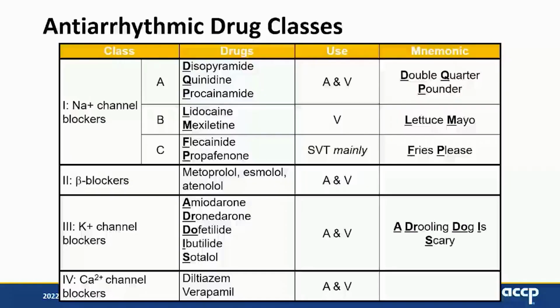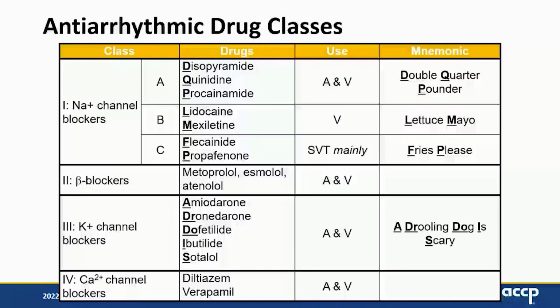A useful mnemonic for remembering these, it's all about burgers. So double quarter pounder for class 1A, which is disopyramide, quinidine, and procainamide. Lettuce mayo for class 1B, lidocaine and mexiletine. And then class 1C being flecainide and propafenone, fries please.